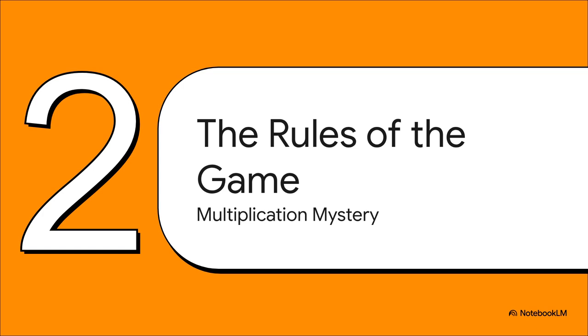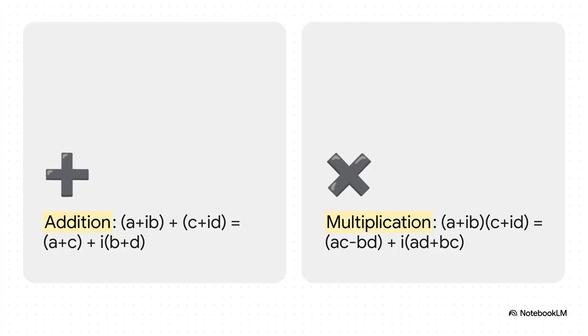So now we know what they are and where they live on our map. But what happens when we try to do math with them? This is where things start to get a little mysterious. Okay, check this out. When you add complex numbers, it's exactly what you'd expect. You add the real bits, you add the imaginary bits. Simple, clean, intuitive. But then you look at multiplication, and it's just this mess.